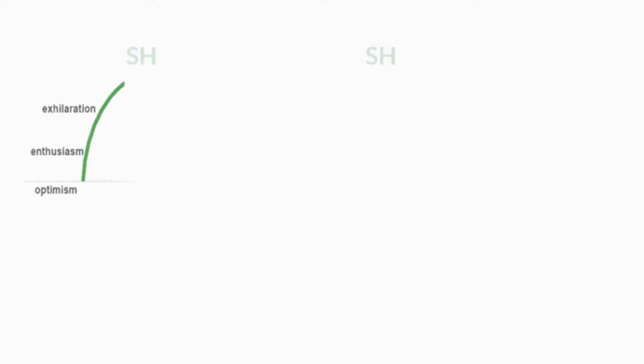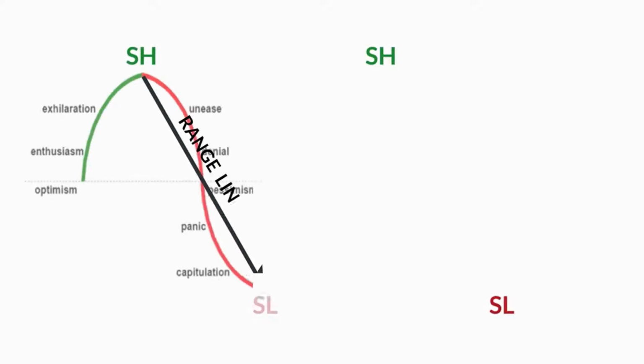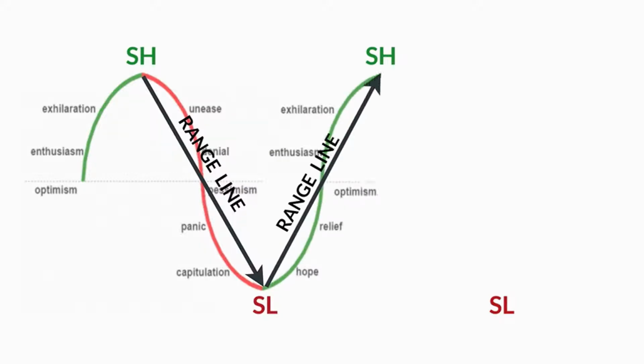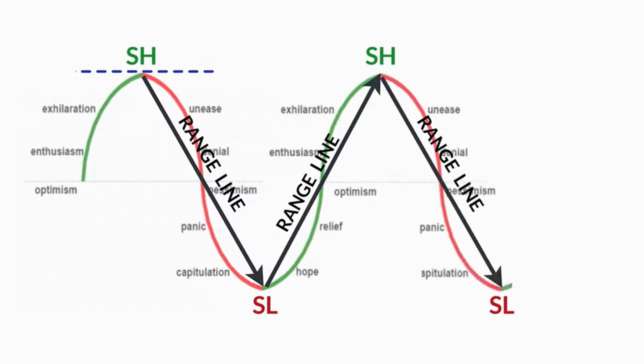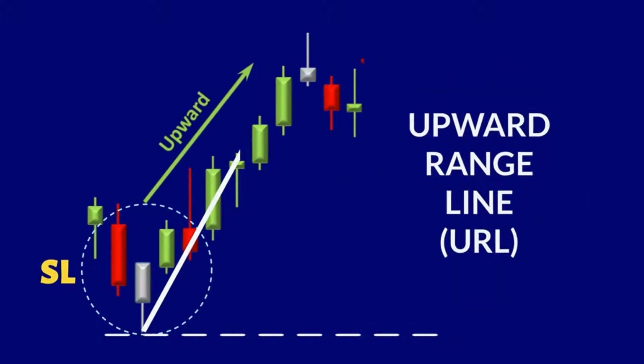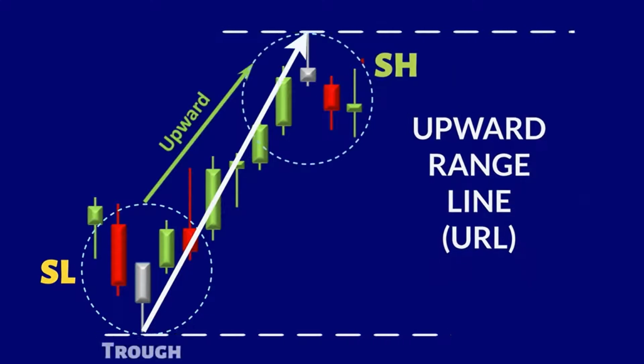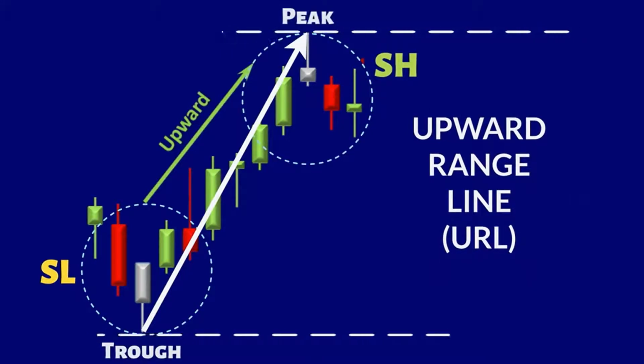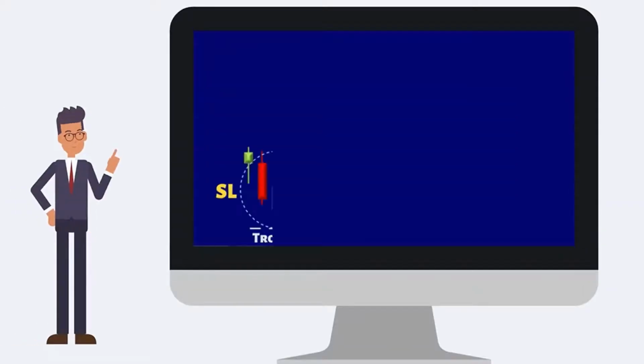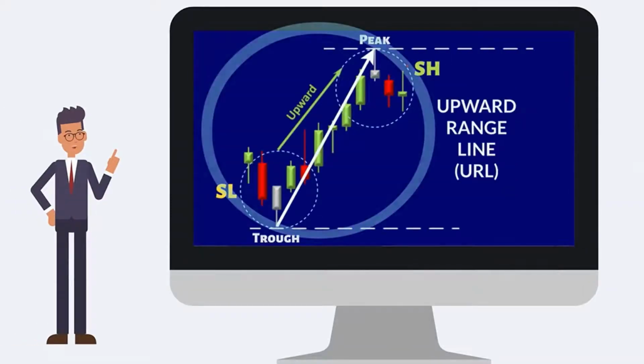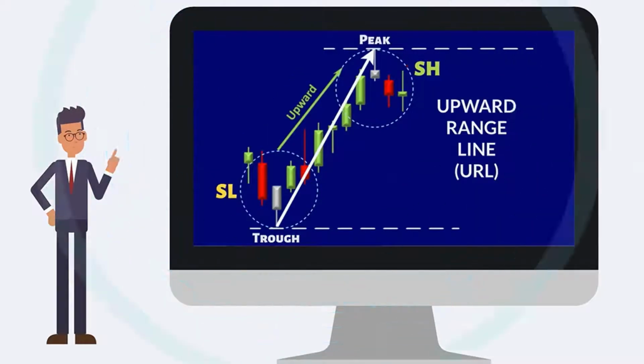To make this definition practical and visual for comparative analysis, we can draw a range line on each swing wave of a price chart. In an upward price movement, we can draw an upward range line, abbreviated as URL, by connecting the trough of the swing low to the peak of the swing high. So, let's practice drawing some upward range lines by connecting price turning points next.